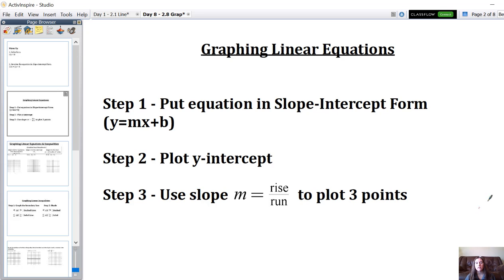Next, let's go over graphing linear equations. When we're graphing linear equations, the first thing we need to make sure of is that we are in slope-intercept form. If it's not already in slope-intercept form, we need to put it in slope-intercept form. Then we're going to plot the y-intercept, where we're crossing the y-axis, and we're going to use our slope to plot 3 other points.